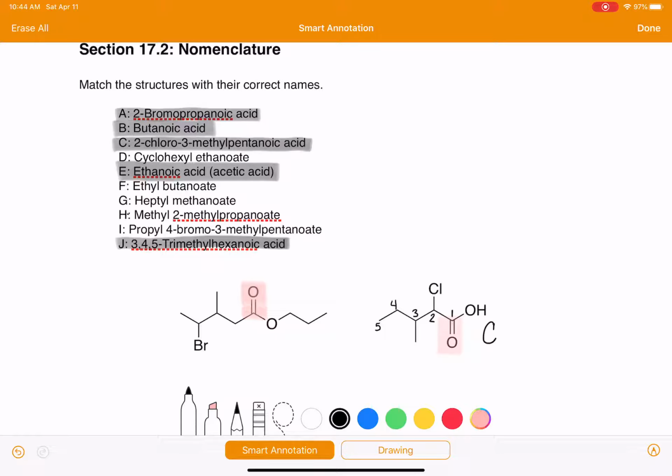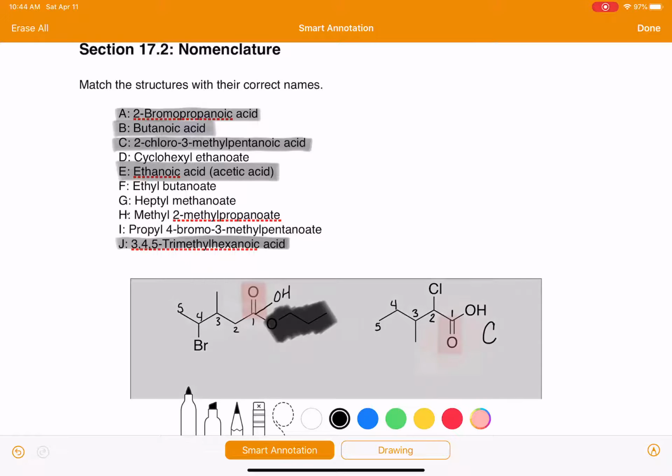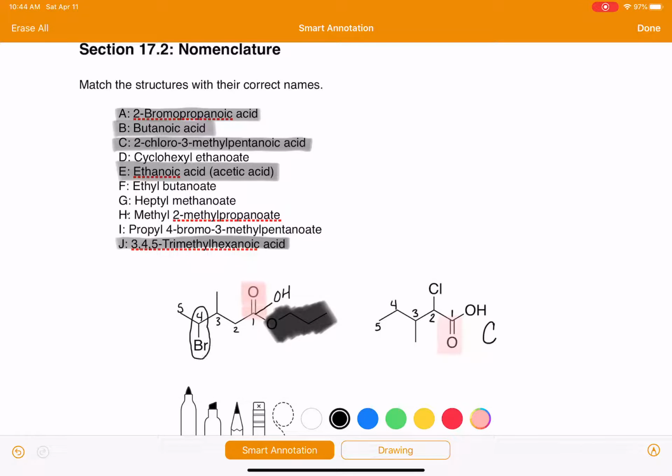So the first thing that we have to do in our rules is to pretend like our ester is a carboxylic acid. So that means we're going to pretend like this isn't here, and we're going to pretend like it's just a carboxylic acid. And we're going to name it like it was a carboxylic acid. 1, 2, 3, 4, 5. So this has 2 substituents, 4-bromo and a 3-methyl. How many carbons are in that chain? 5. That makes it a pentane.